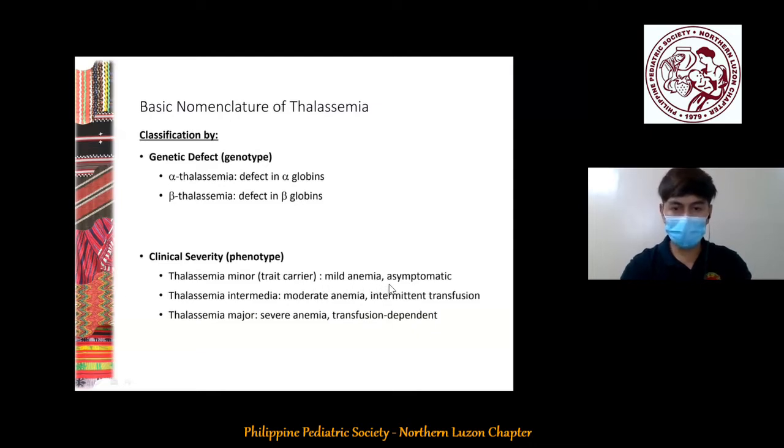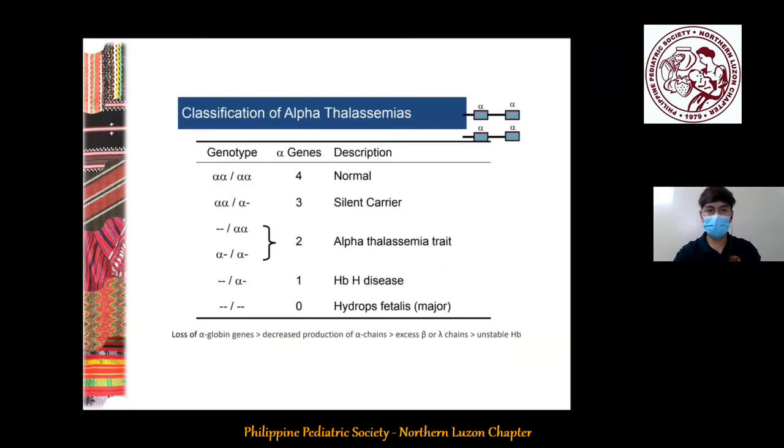This will be asymptomatic or mild anemia patients. Thalassemia intermedia, these patients will be having moderate anemia or intermittent blood transfusions. For thalassemia major, these are the severe, magkakaroon sila ng severe anemia and may be transfusion dependent po sila. Okay, so sabi ko alpha thalassemia tayo, masyado pong marami kapag ituturo natin ang thalassemias and also the hemoglobinopathies.